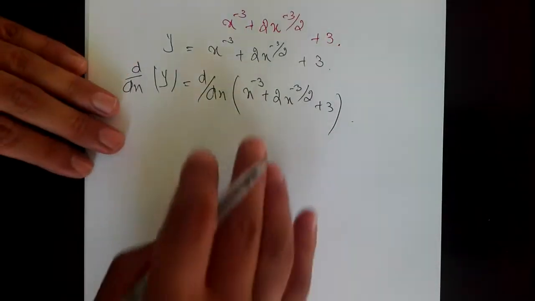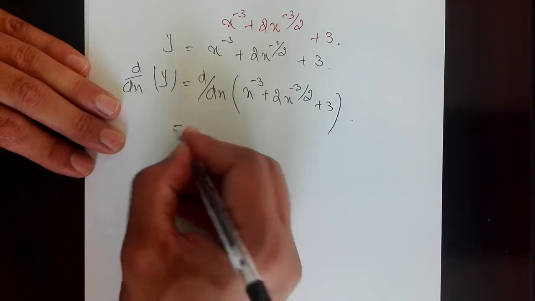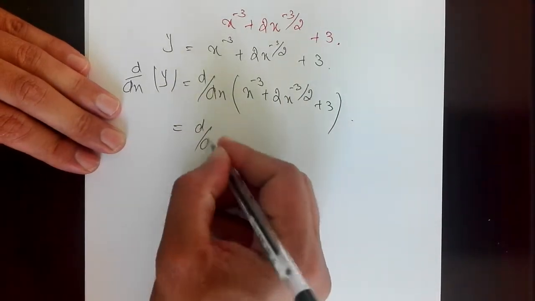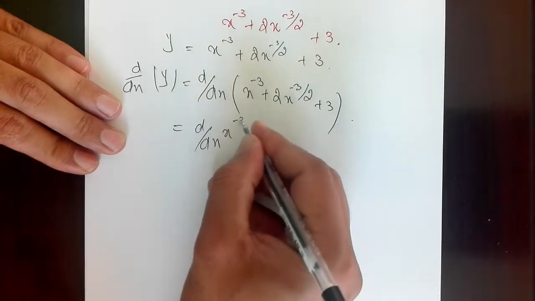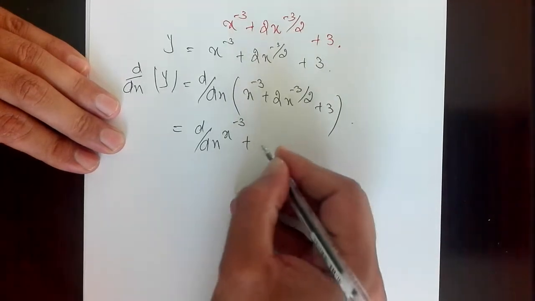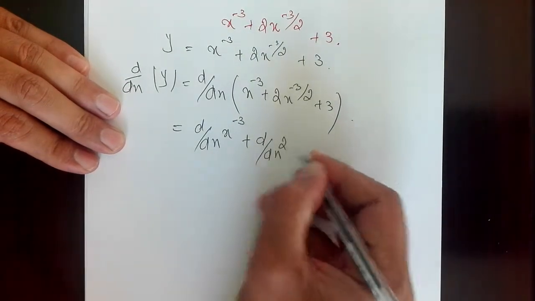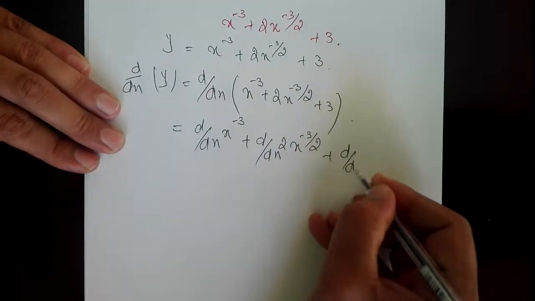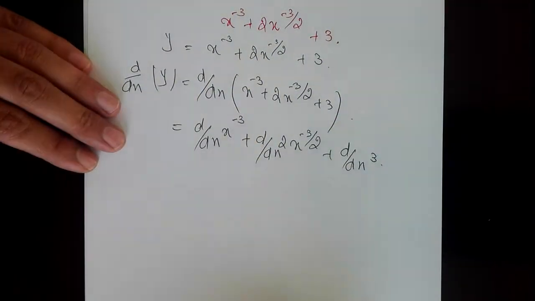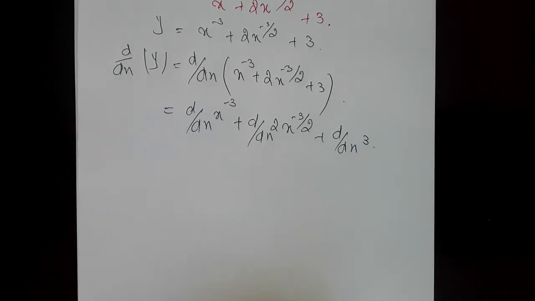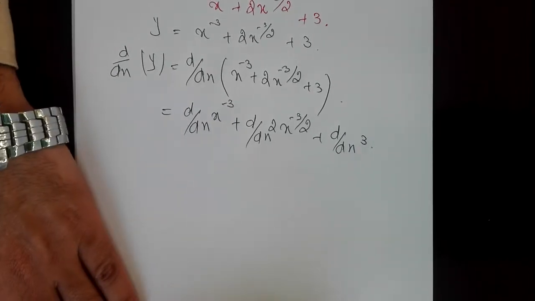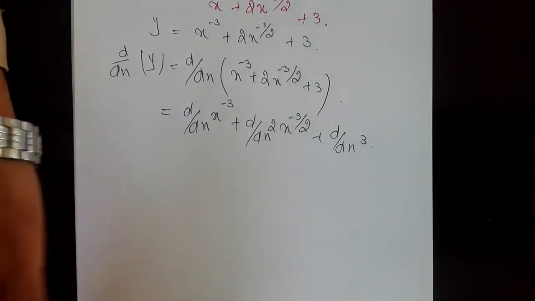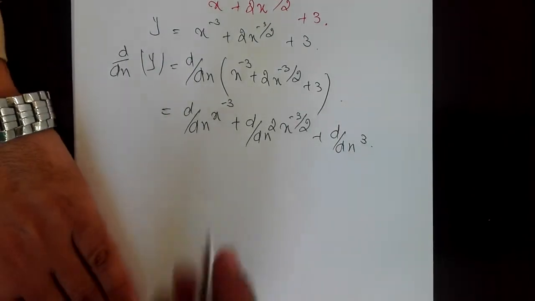Now we'll take the derivative. There is a plus sign, so we take the derivative of every term. We'll open the bracket: d over dx of x^-3 plus d over dx of 2x^(-3/2) plus d over dx of 3. Now see, there is a minus sign in the power, no need to worry, we will follow the same technique, the same formula.